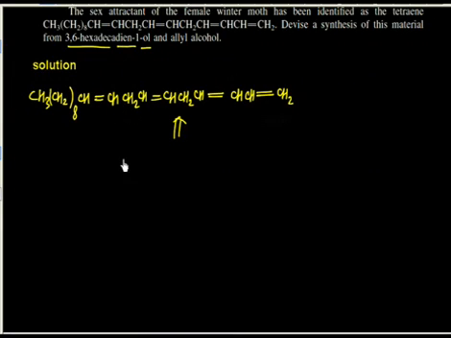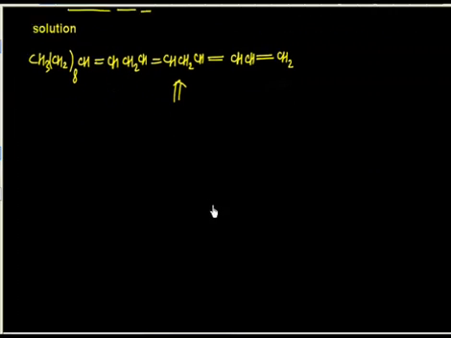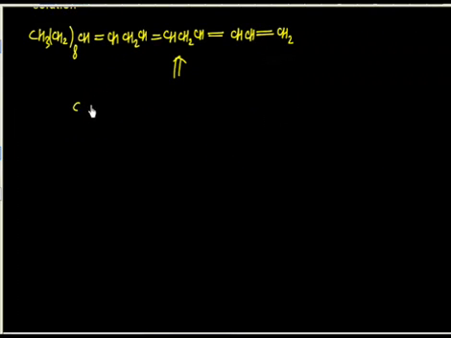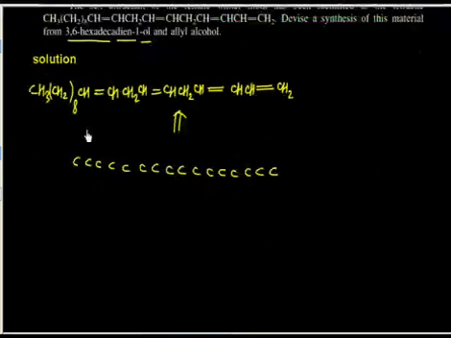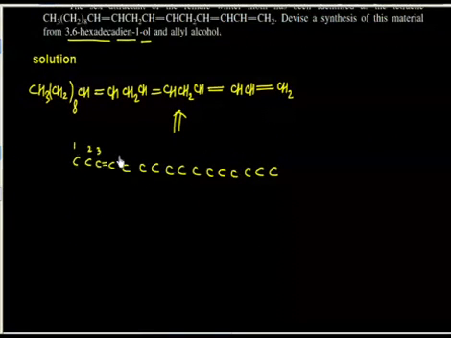So you see this is a hexadecane. Hexadeca means this is 16. So you have 16 carbons: 1, 2, 3, 4, 5, 6, 7, 8, 9, 10, 11, 12, 13, 14, 15, 16. So you have 16 carbons. And now at the 3 and 6 positions you have an ene group. So 3 and 6. So let us write 1, 2, 3. So you have a double bond here.